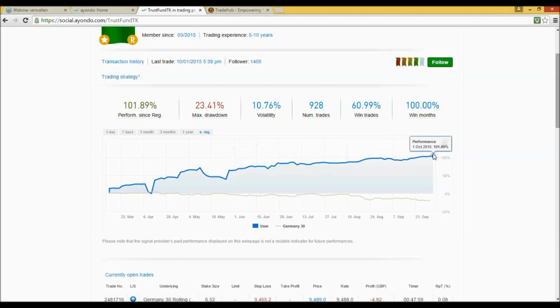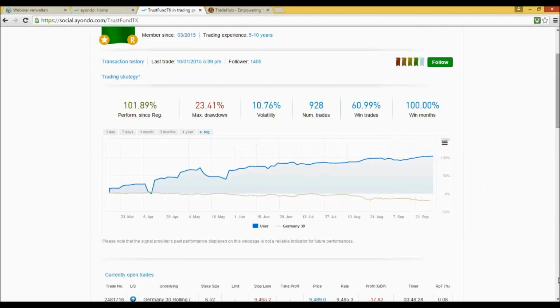to over 100%. And what you can compare that to by default is the Germany 30, which had you invested in just the index alone, you would in the same period be down just under 20%. So any performance above the leading index, and if it's positive, is always a good result. But to be over 100% in the same period is just phenomenal.